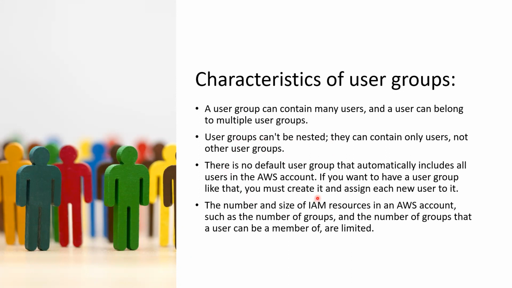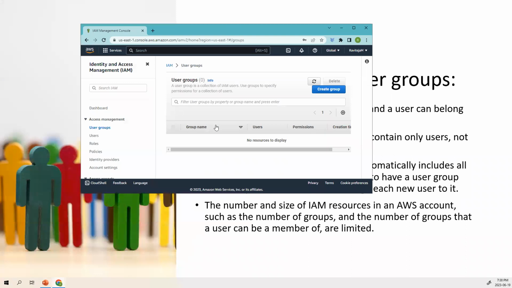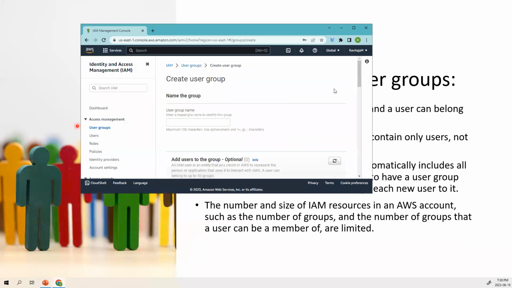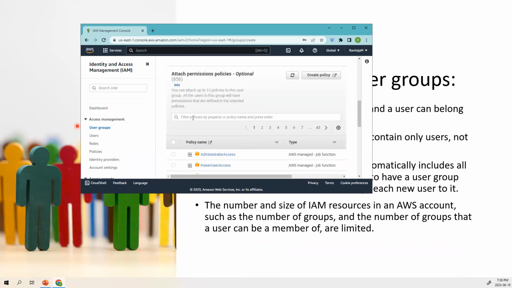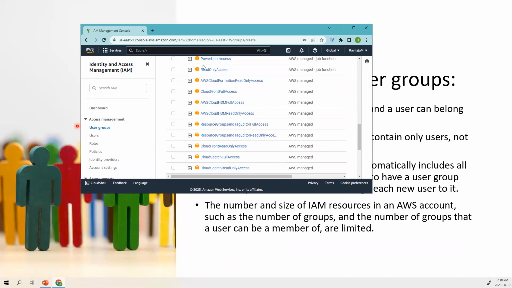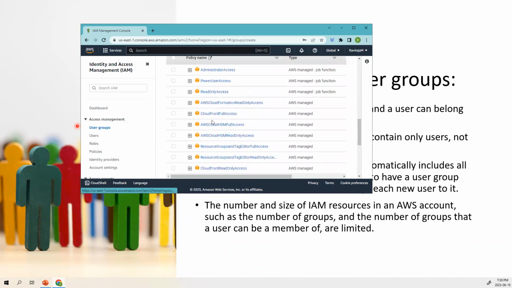Coming to the third one, there is no default user group. If you want any user group, you can create one, but initially there is no default group. If I go to my IAM management console, under user groups, we don't have any default groups. If I want to create one, I can just click create, add the group name, add the users to it, and add the relevant policies. We'll be discussing this in the coming videos. Before that, I just wanted to tell you the definition of IAM users and groups so that it will be easier for us in the coming videos.